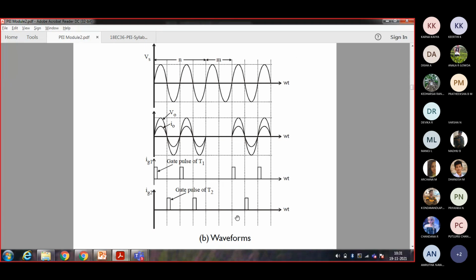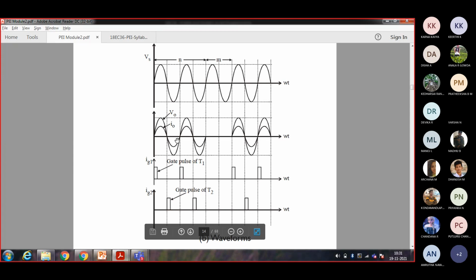So the same thing has been given. What is the gate pulse of T1? What is the gate pulse of T2? Within that, you are going to get the signal. This is V0, this is I0, this is your input. This is the V0 you are going to get, this is the I0 you are going to get. Triggering pulse 1, triggering pulse 2. Within that only you are going to get the value.